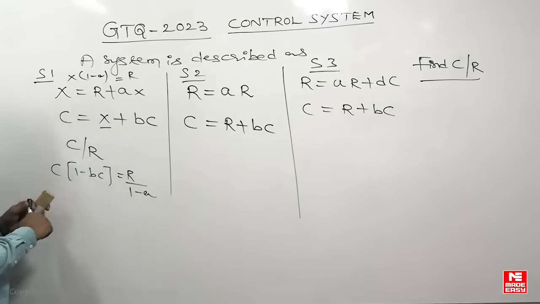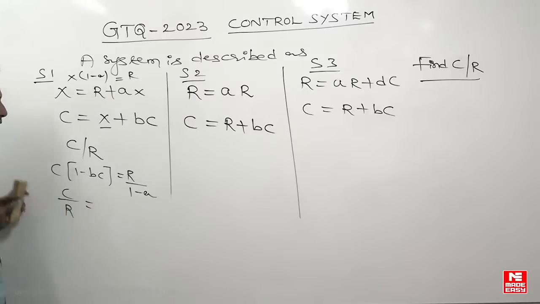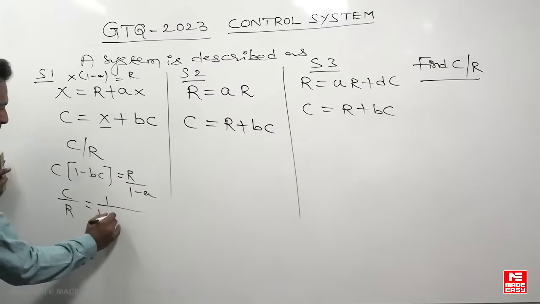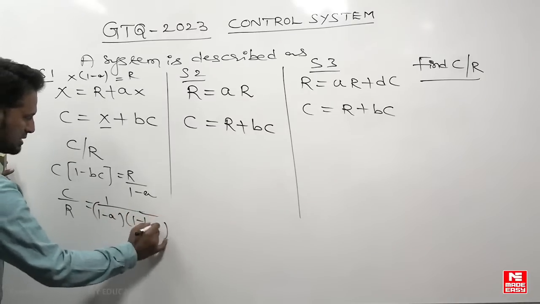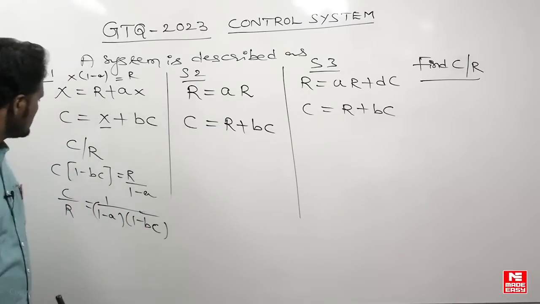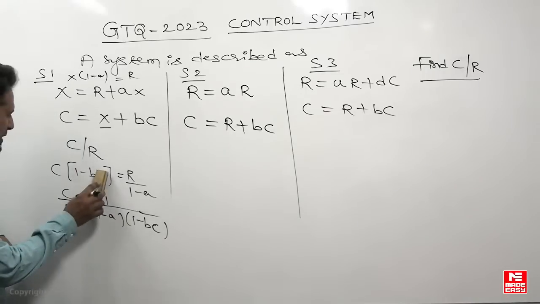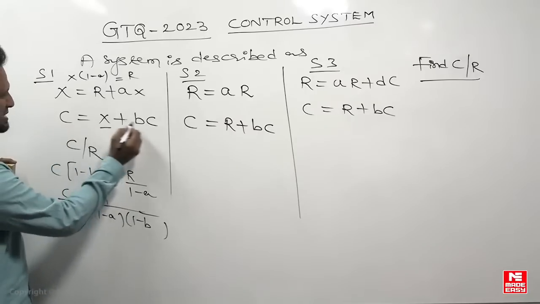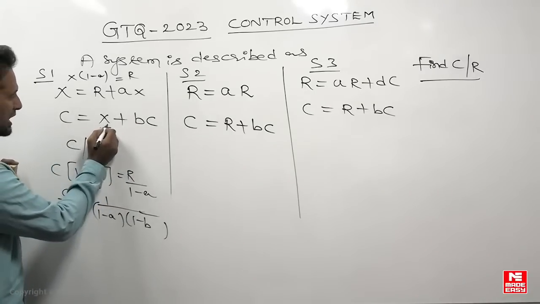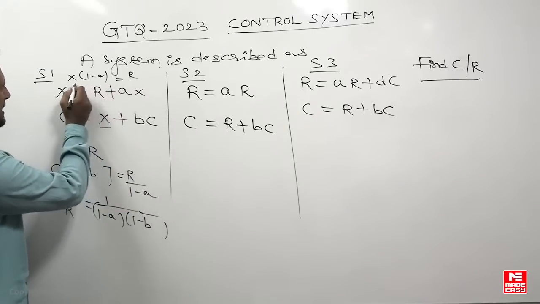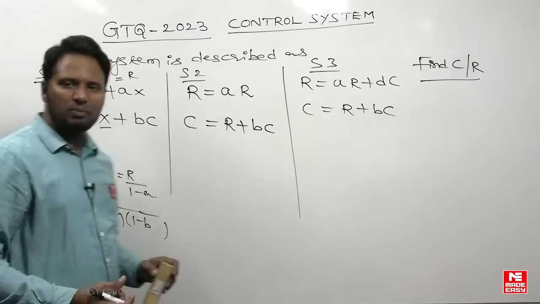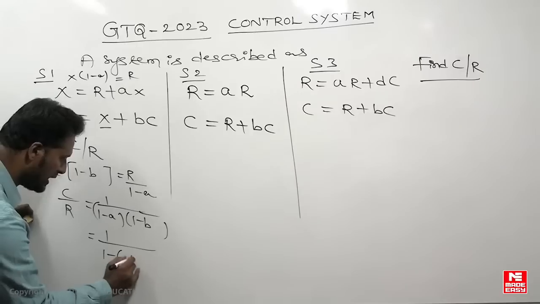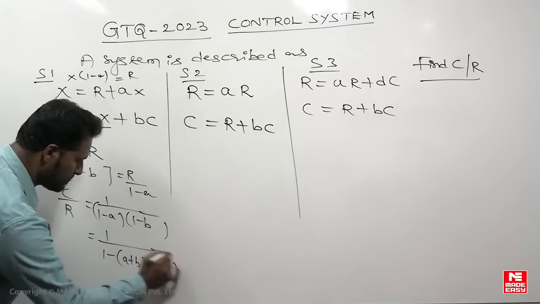That X I'm substituting here. And what is it that we wanted? C by R. So this C by R can be written as 1 by 1 minus A into 1 minus B, this is my mistake. I'm sorry, not C, it is B, 1 minus B. Because when I take C common from here, it becomes 1 minus B. And I'll be left with X here, which is R by 1 minus A. So C by R becomes 1 by 1 minus A, 1 minus B. Or I can also write this as 1 by 1 minus of A plus B plus AB.